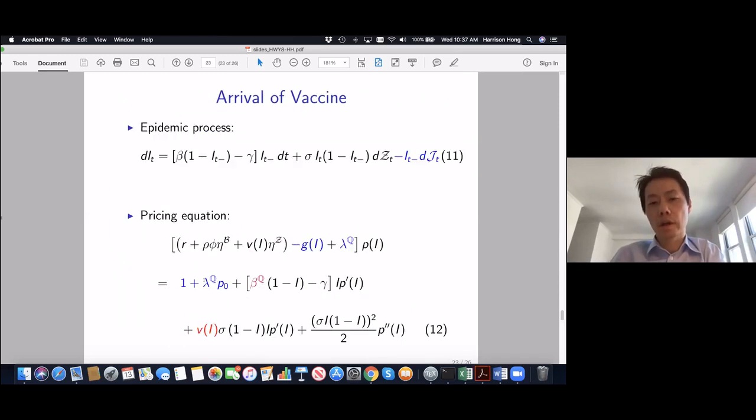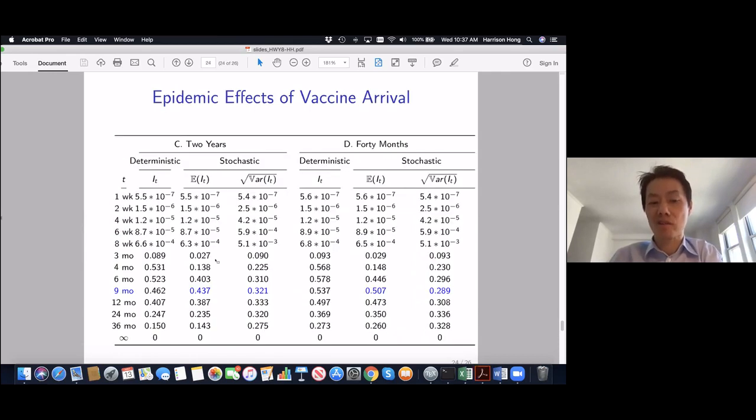The other thing you can do with the model is to introduce vaccines. Vaccines obviously help stabilize the distribution, but the conclusion we have is that vaccines actually are not that useful from the perspective of managing the epidemic, because, you know, for all the expectations of how long they're going to arrive, it'll take way too long. For instance, a vaccine that's expected to arrive in 2 years is still going to give you, absent change in behavior, at 9 months, 43% infection with a standard deviation of 32%.